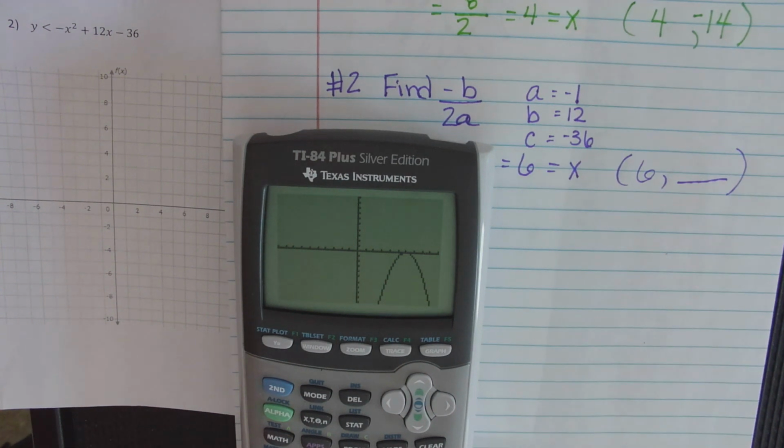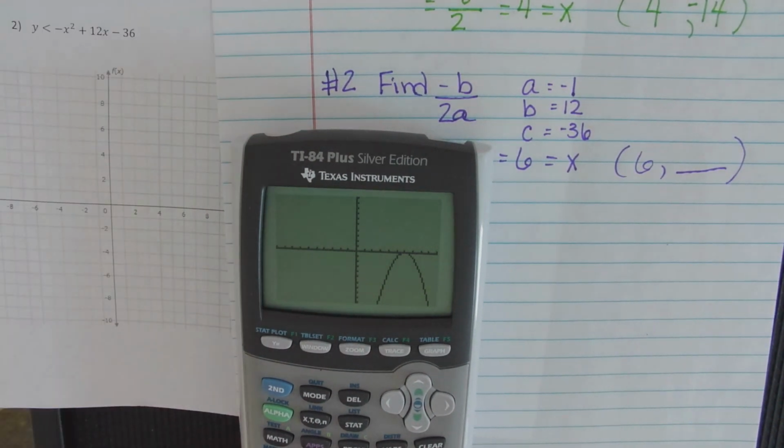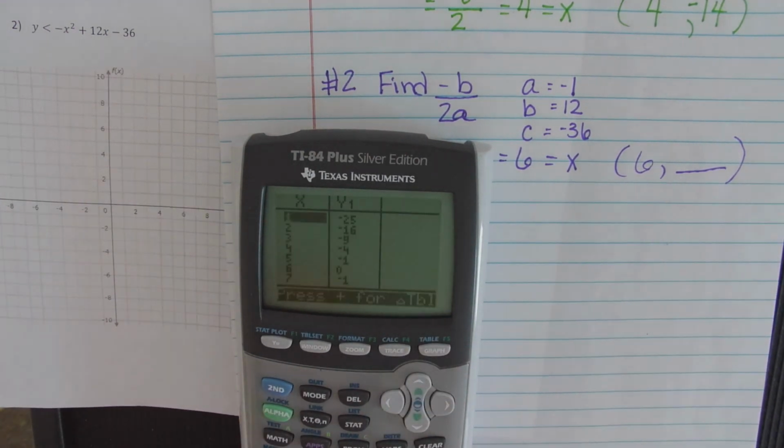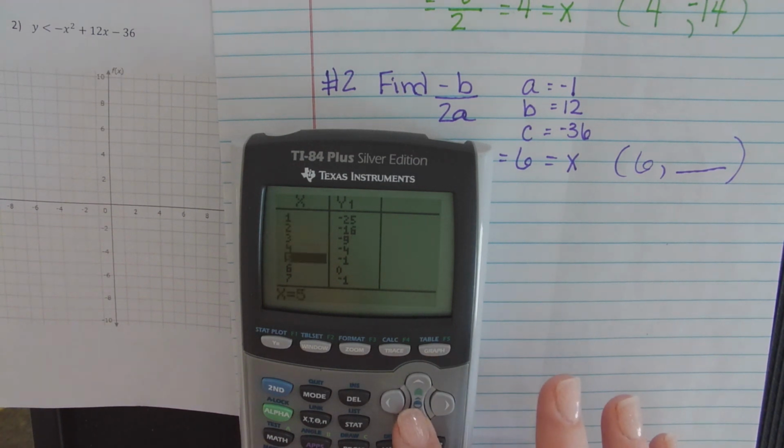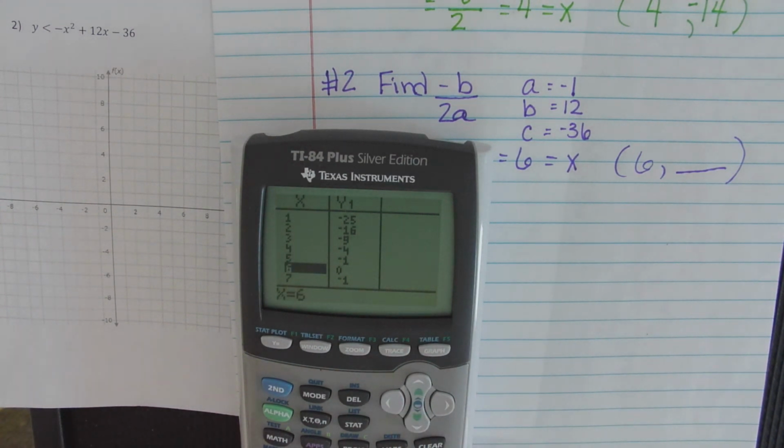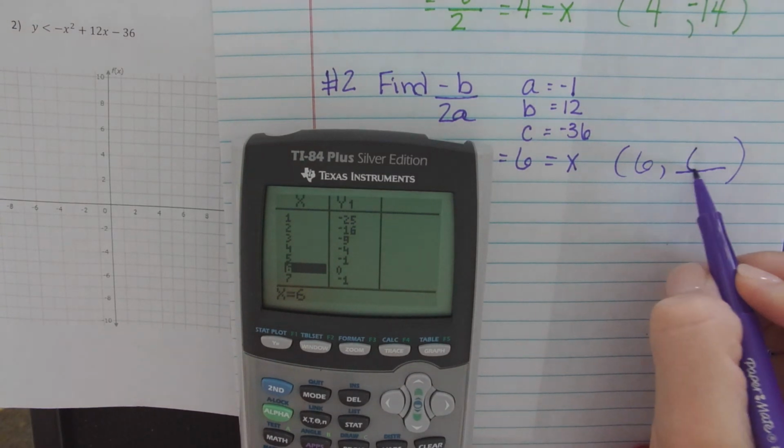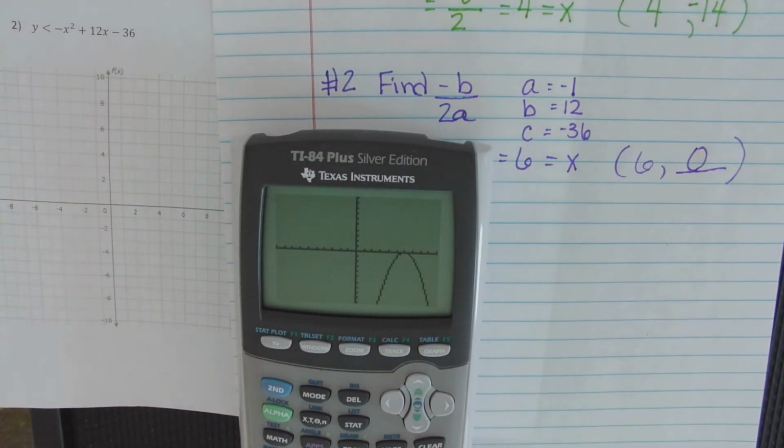Let me make sure all of this is visible. Okay, next step. What do we like to do? What's the best part of this whole thing? How do we find y? By the table. Go to the table. Second table. Find where x is 6. And what is y? 0. Hey guys, look at your graph. Do you see it? It's 0. All right.